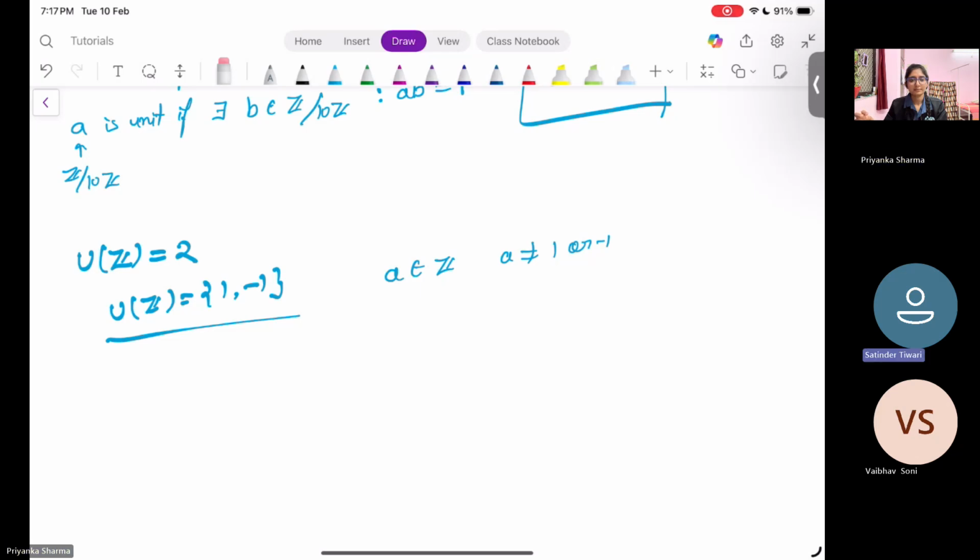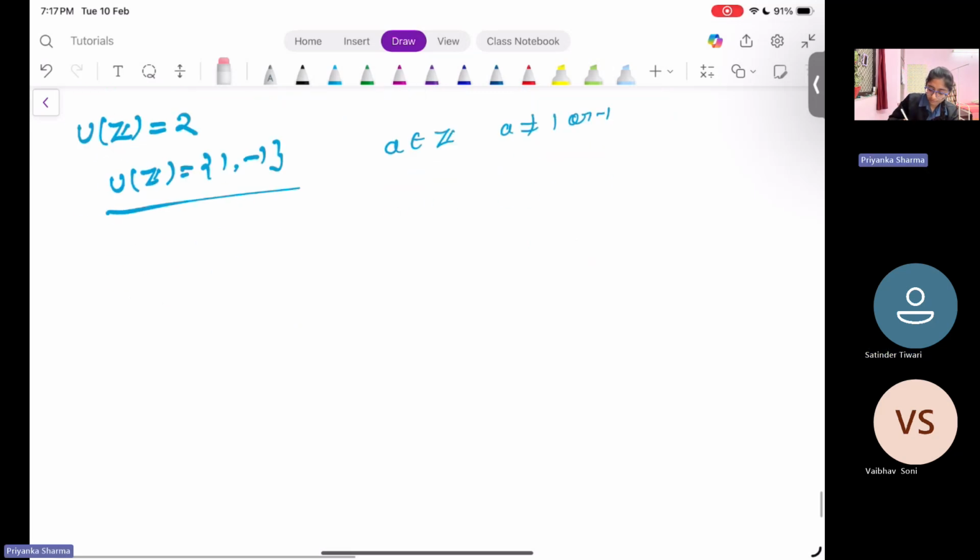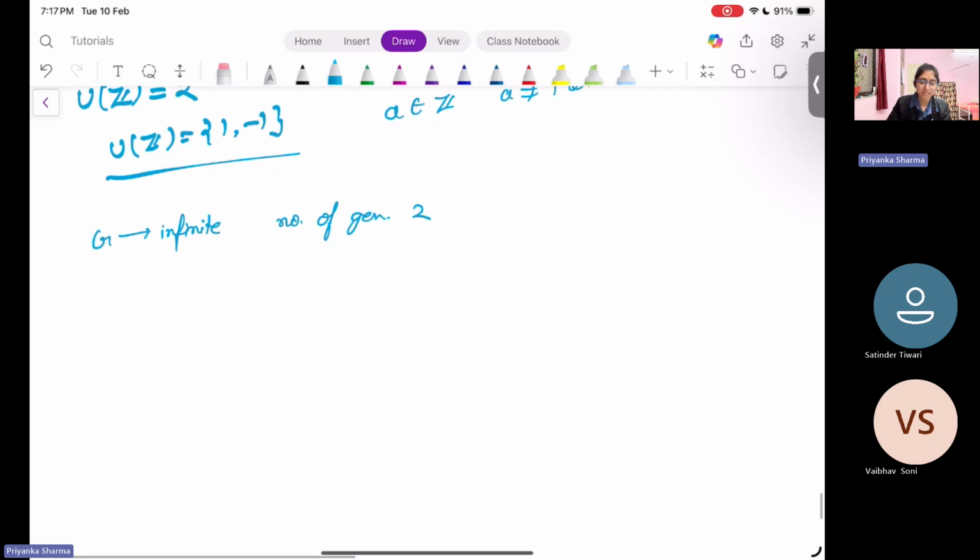Could you explain that part in short, like in the beginning? Okay. So actually, if G is infinite, the number of generators is 2. That is plus and minus 1 in case of Z, or the isomorphic image of plus and minus 1.